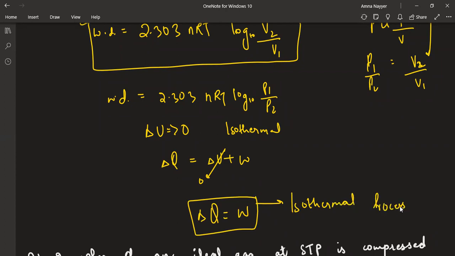This is valid for isothermal process. This is from the first law of thermodynamics.